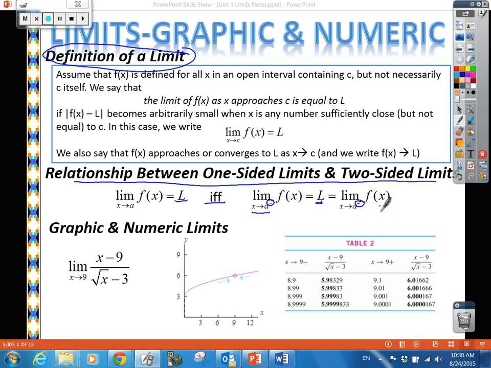So that's what we're going to be looking at, is basically our full limit does not exist unless the left and the right-handed limit equal the exact same number. And that's how we're going to define the limits for us today. So let's look at this particular limit. We're going to look at it graphically and numerically.